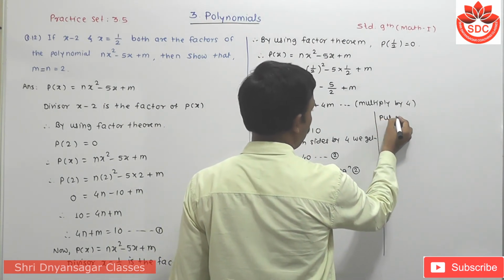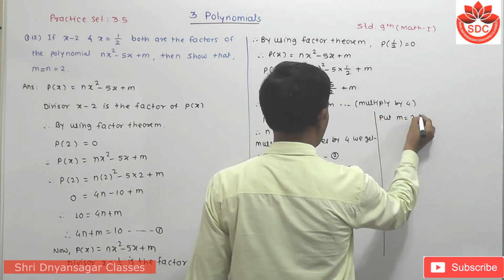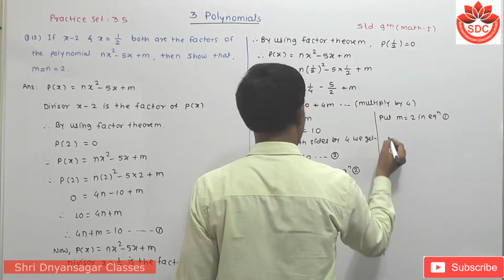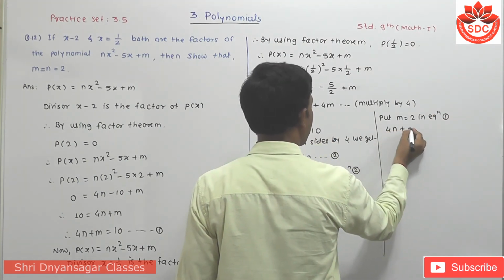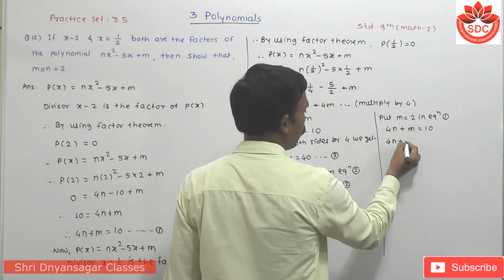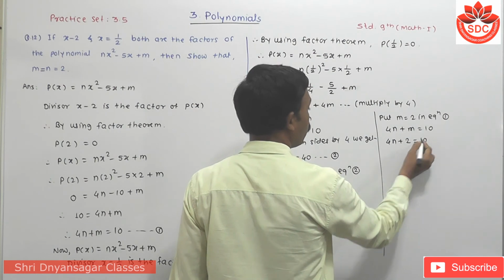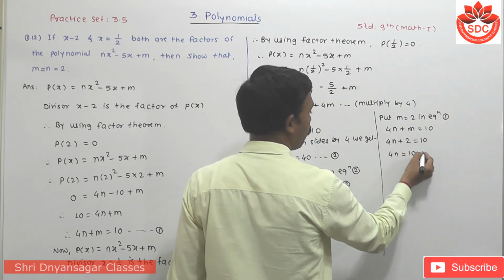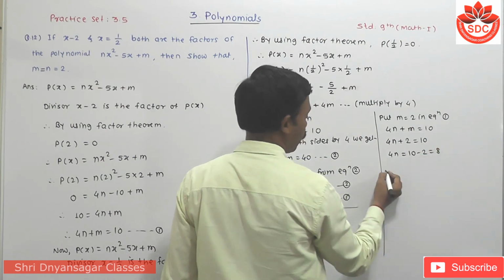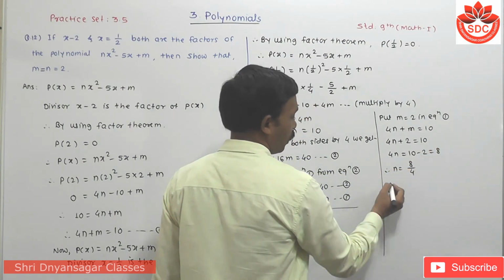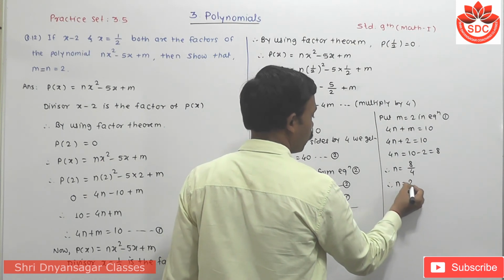Put m is equal to 2 in equation first. Now here, equation first is 4n plus m is equal to 10. Then 4n plus 2 is equal to 10. To transpose this, 4n is equal to 10 minus 2 is equal to 8. Therefore, n is equal to 8 upon 4. Therefore, n is equal to 2.